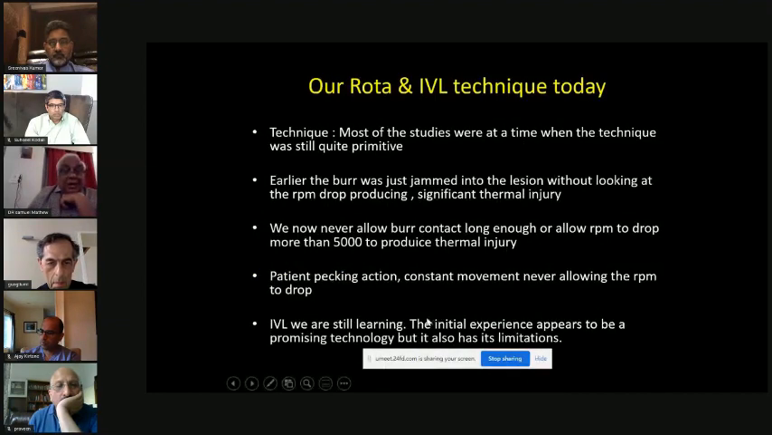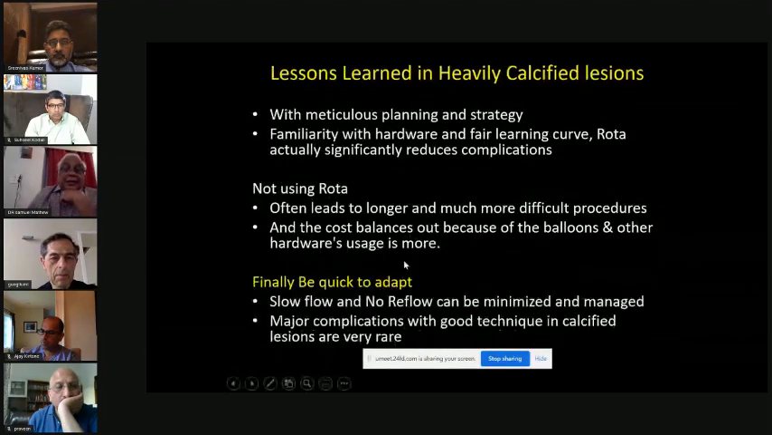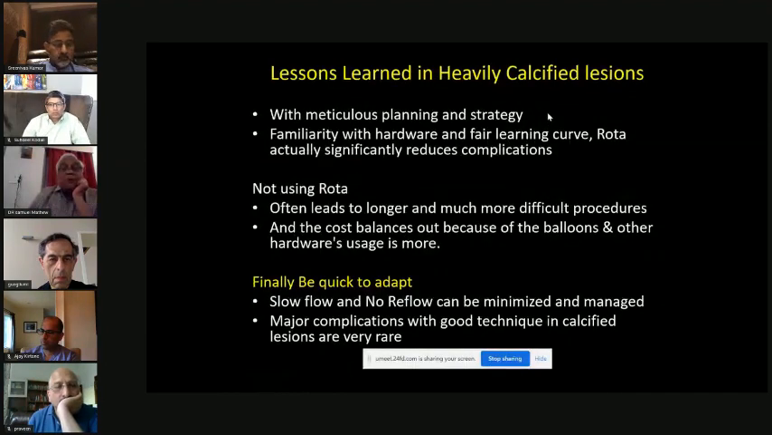IVL, we are still learning. The initial experience appears to be promising, but it also has its limitations. As Ajay said, with meticulous planning and strategy, we can tackle many of these left main as well as the calcific vessels in left main as well as the multivessel disease.